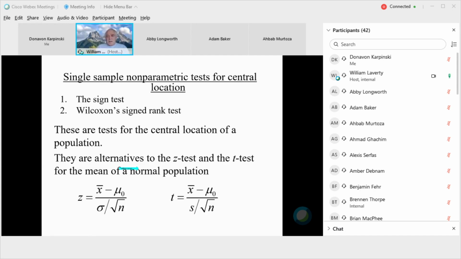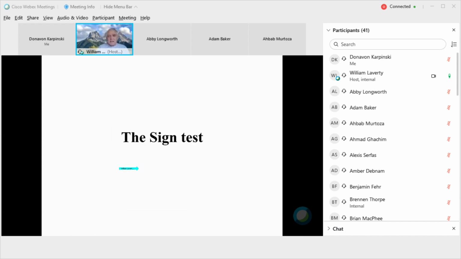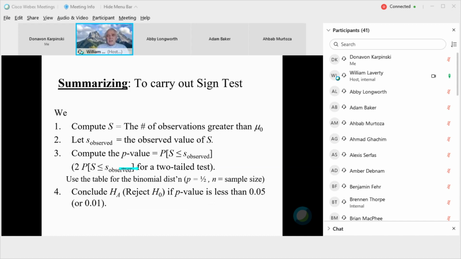The single sample tests. These are alternatives to the t-test and the z-test, which assume a normal population with two parameters, a mean and standard deviation. Both the z-test and the t-test are testing the value of the central location, the mean. We'll look at two non-parametric tests that do the same. They don't make the assumption of distribution. The Sign test. Carry out the Sign test.